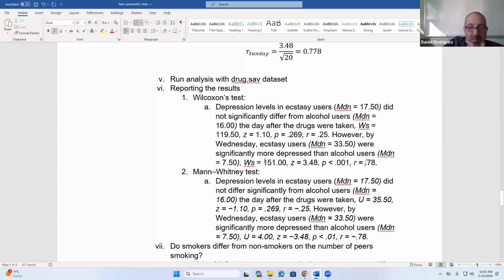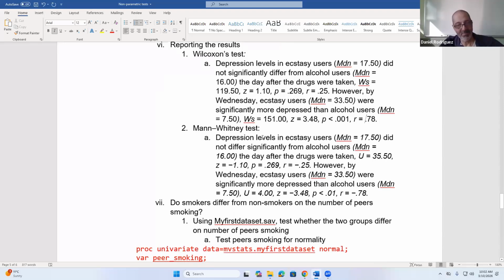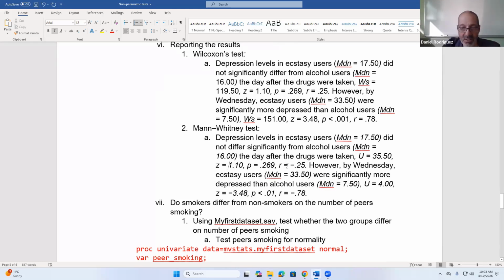If instead I'm going to report the Mann-Whitney test, we now know that these are basically saying the same thing, right? Depression levels in S to C users did not differ significantly from alcohol users, and I give our medians again. The day after the drug was used, I report the Mann-Whitney U, I report the Z value, and everything else. However, on Wednesday, S to C users were significantly more depressed than the alcohol users. So again, I report all these results here. Okay. So it's kind of cool.